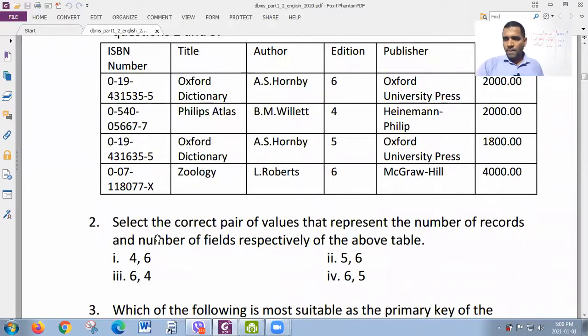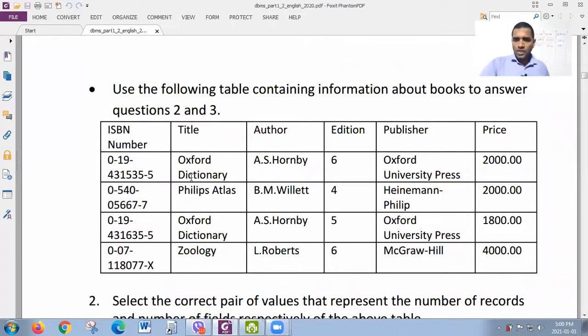Most suitable. Look, title cannot be, author cannot be, edition also cannot be, because edition can be sixth edition, it can be repeated several times. Publishers are also repeated because one publisher can publish many books. So Oxford University Press can be repeated. Look here, it is repeated. Price also can be repeated.